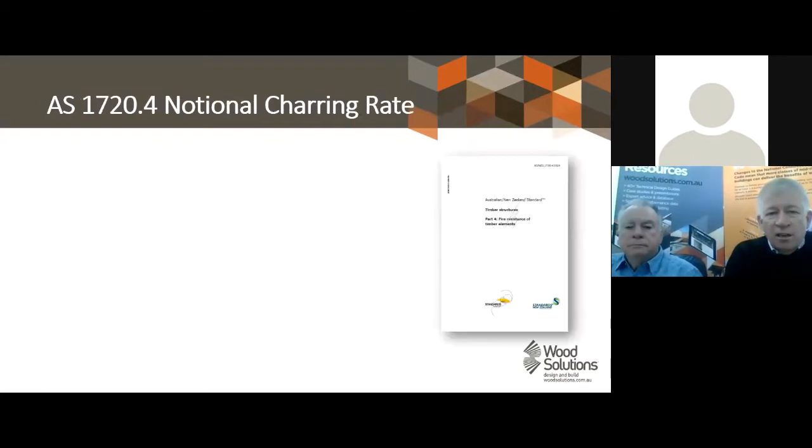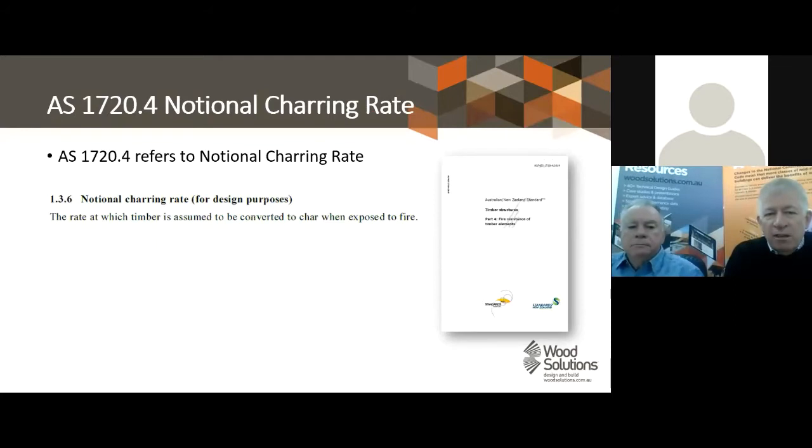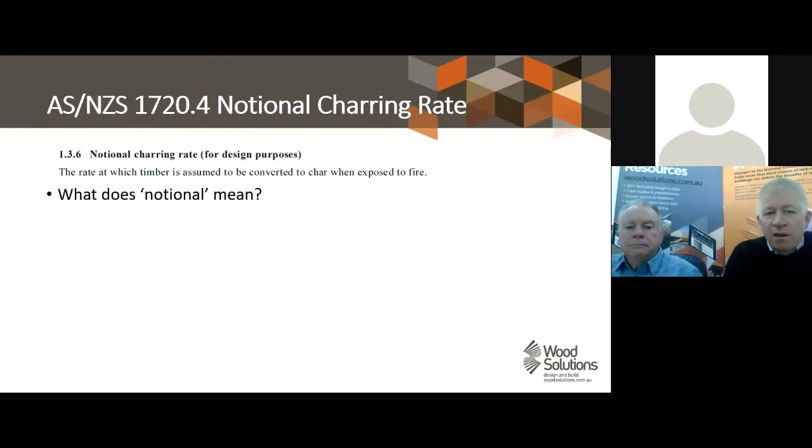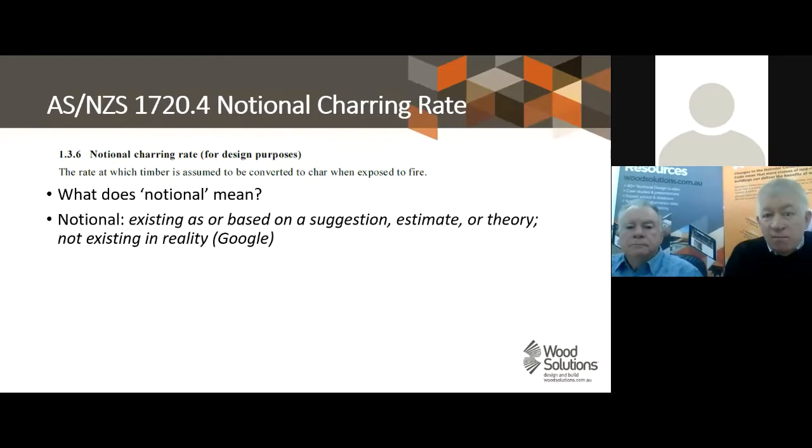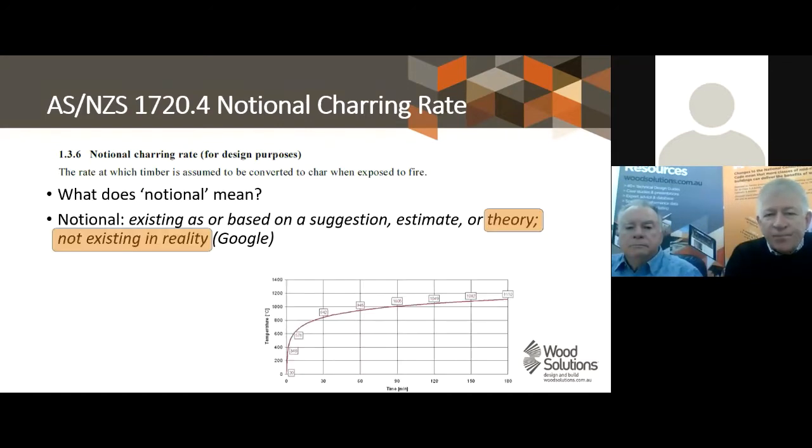methodology. And it's interesting, it uses a term called notional charring rate. So why would a committee determine something to be notional? And what does it say? It assumes a rate of charring when exposed to fire. But notional means, based on Google, an estimate or theory, or non-existing in reality. And that's something to remember. It's not meant to represent the real world. It's just something which is used for calculation as an alternative method for fire resistance determination.